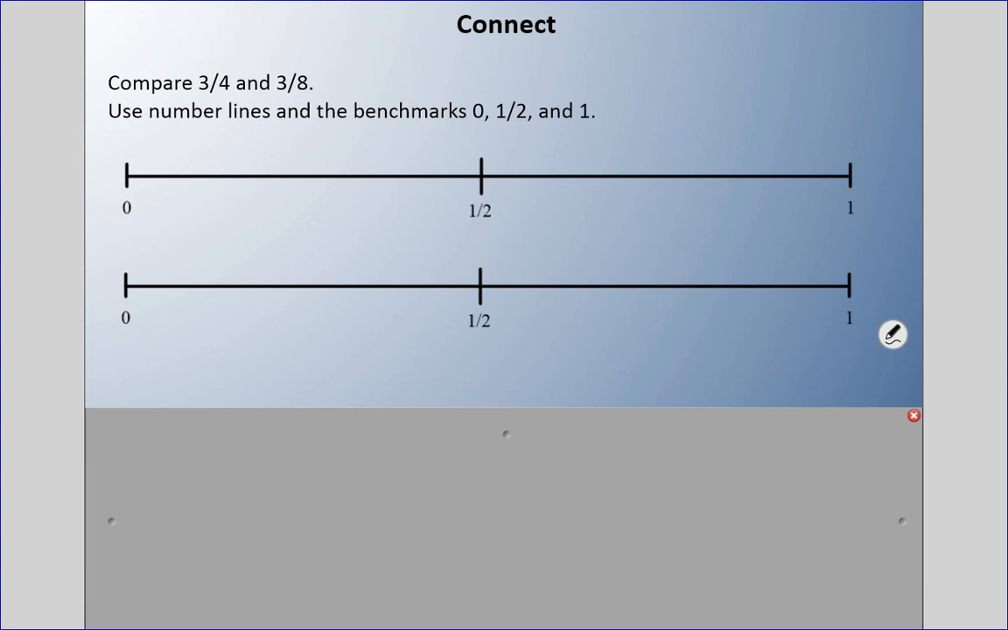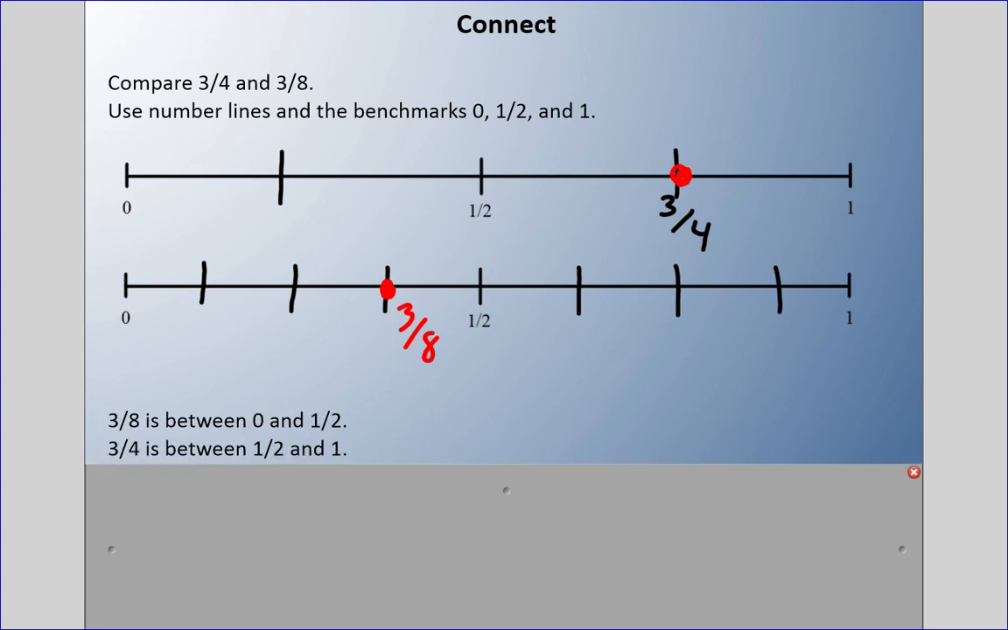Again, I got this number line thing going on, so if I'm going to do 3/4, I need 4 equal pieces, and I can just go like that. And so halfway is 2/4. This is 3/4. There's where that one guy would go. And then I have to do 8, which again I divide this and then divide these equally, and 3/8 is right here. And so you can see that 3/4 is definitely larger than 3/8.